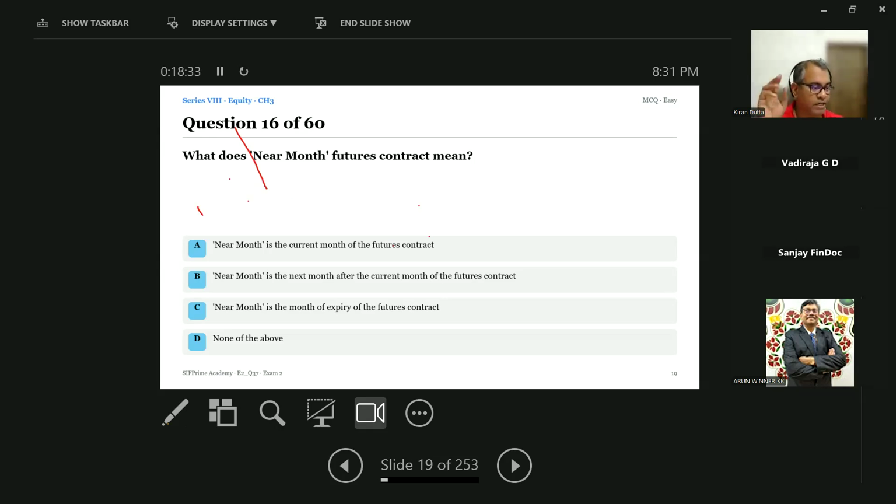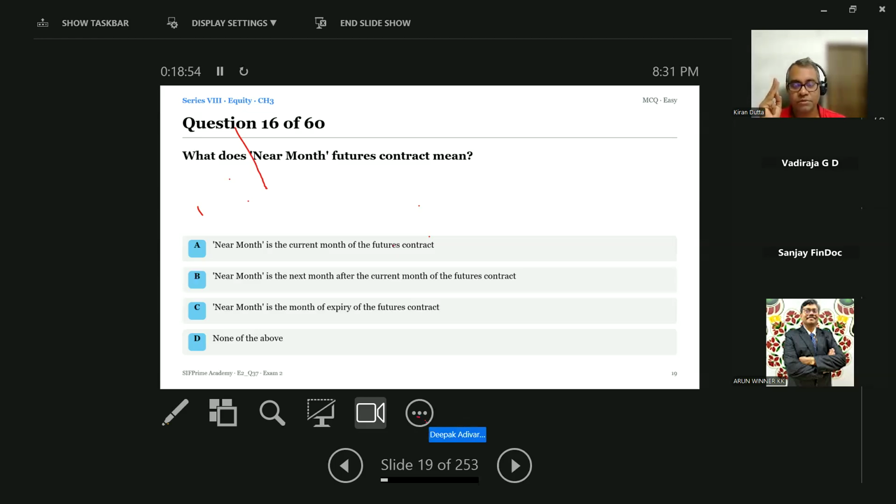Okay, don't get confused. I think we will repeat the concept here a little bit. So the contract cycles are of 3 months, right? Now we have discussed that. So the current month is called a near month. That means July month is near month. Next month is, what is it? August. Far month is October.